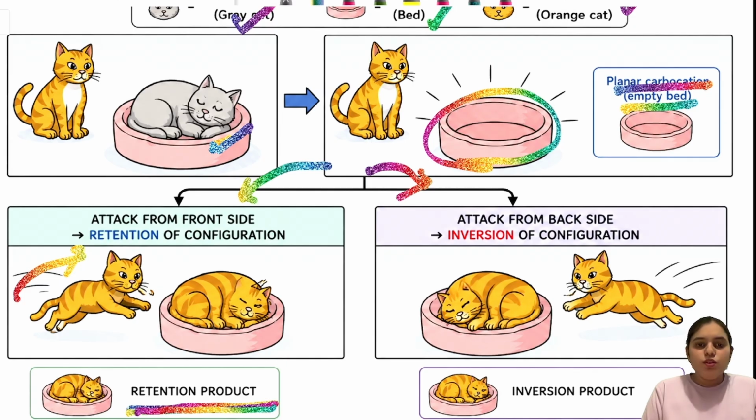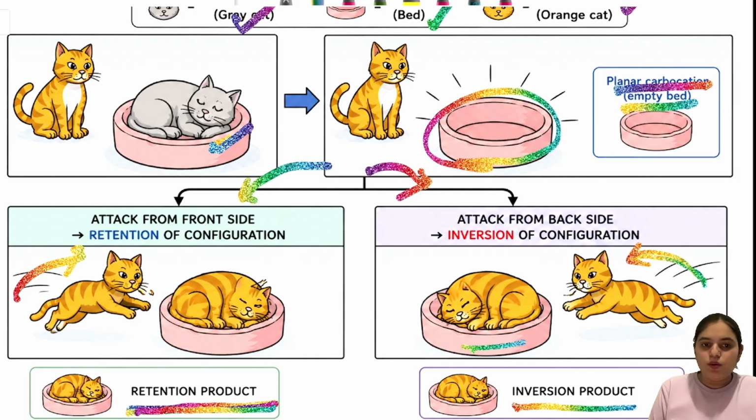If the nucleophile attacks from the back side, the arrangement is reversed. This is called the inversion of configuration, producing an inversion product.